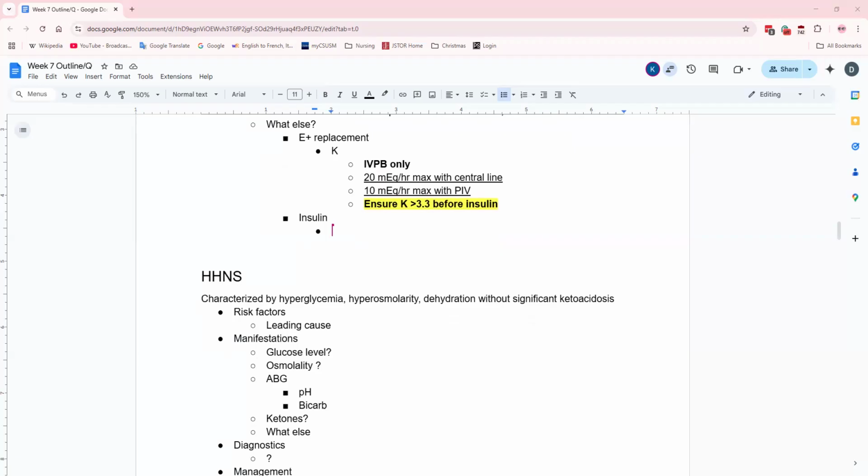That's the only one that you could give. I'm pointing at the camera right now and I know nobody can see me, but IV regular insulin only. Please, porfa, please. Once you get blood sugar less than 200, you're going to decrease the insulin rate by half or whatever your facility wants.